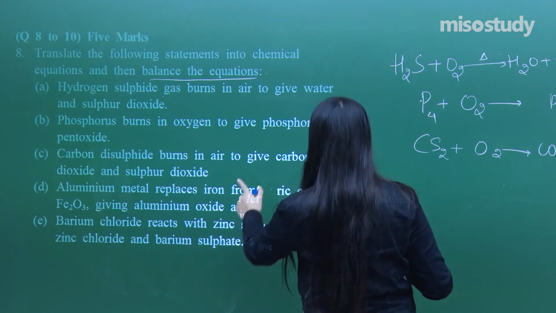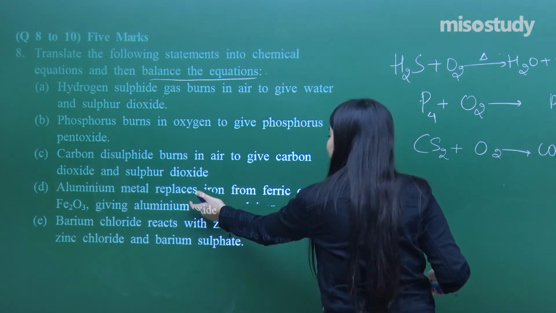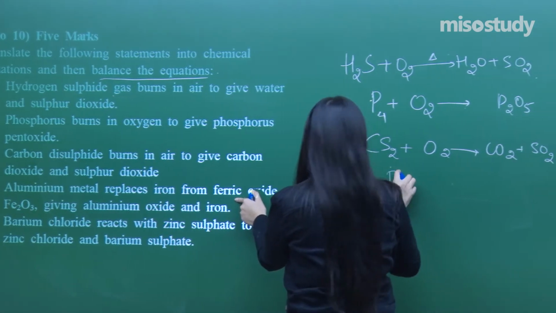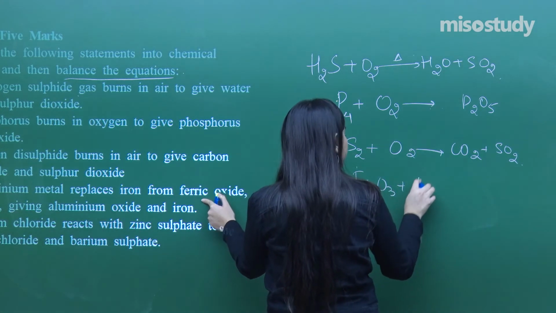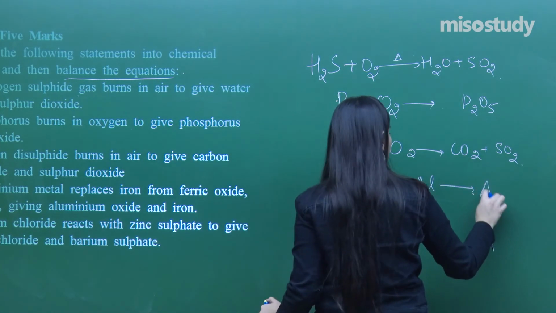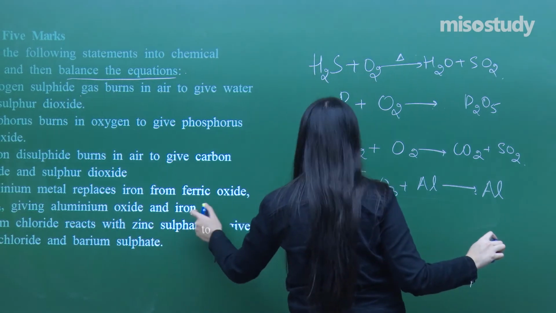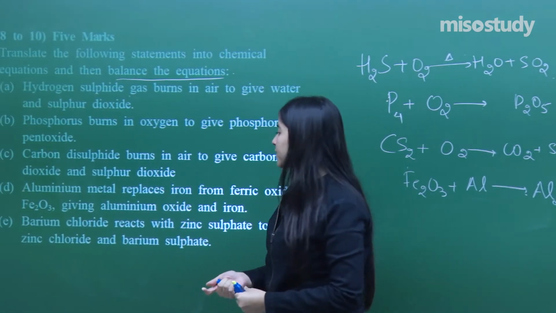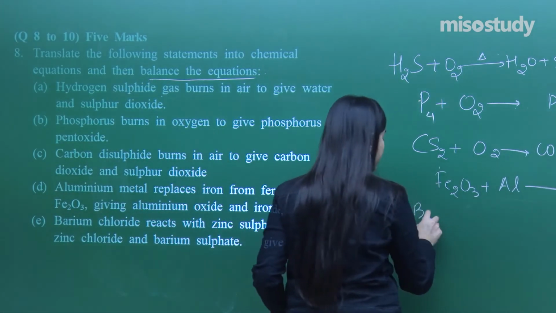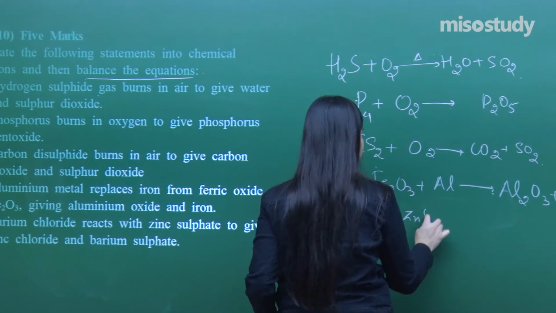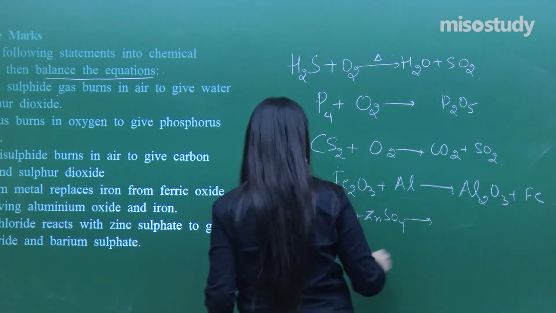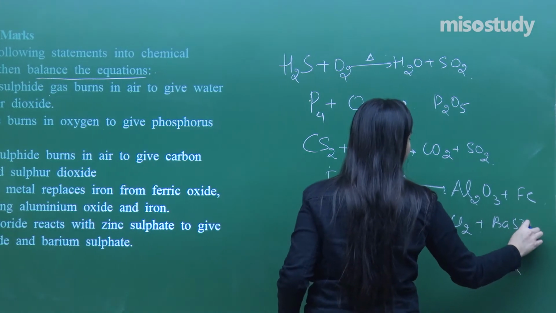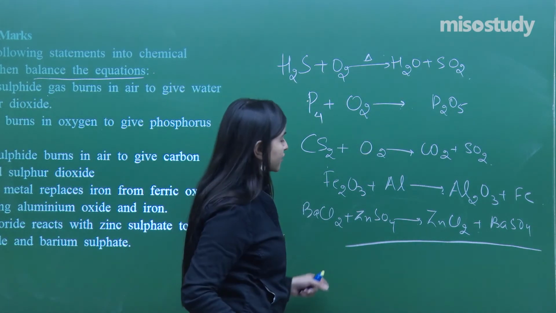Aluminium metal replaces iron, so it is a kind of displacement reaction, and iron is being replaced from this initial reactant, which is Fe2O3. They have already given the formula. Who is replacing it? Aluminium, forming aluminium oxide and iron, Al2O3 plus Fe. Next one, barium chloride reacts with zinc sulfate, BaCl2 with zinc sulfate, getting zinc chloride ZnCl2 and BaSO4. So basically it is a double displacement reaction.